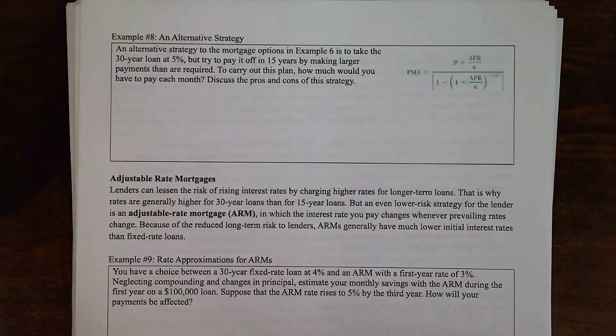All right, example 8, an alternative strategy, the mortgage option. Example 6 is take a 30-year loan at 5%, but try to pay it off in 15 years by making larger payments than required. To carry out this plan, how much would you have to pay each month? Discuss the pros and cons of each strategy.